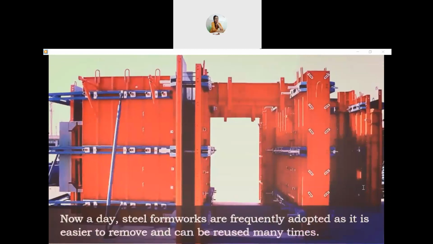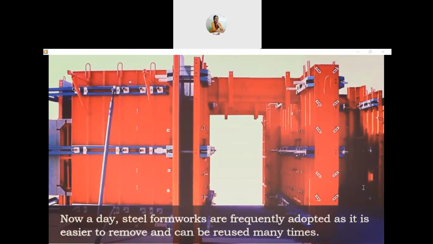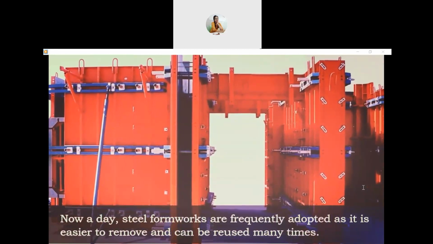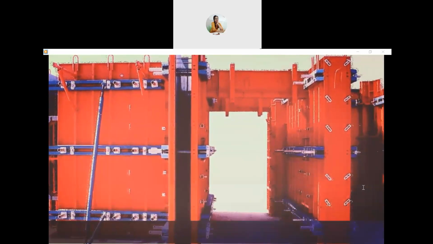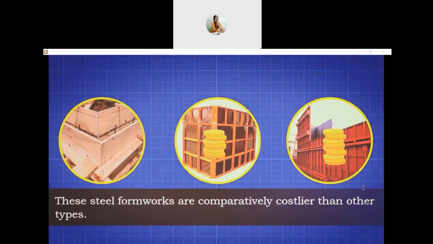Nowadays, steel formworks are frequently adopted as it is easier to remove and can be reused many times. These steel formworks are comparatively costlier than other types.